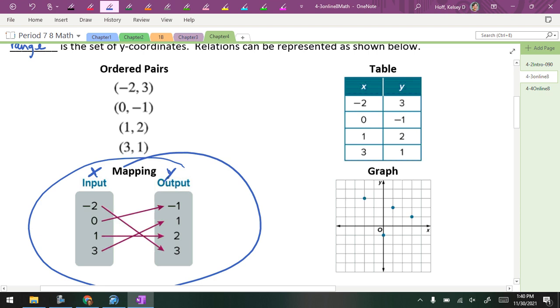Okay, so input, you plug in for x, and you calculate for y. How you create a mapping is you list all of your x values least to greatest, all of your y values least to greatest, and you use arrows to show which ones match up. So negative 2x connects to 3y. The point is negative 2, 3. 0x connects to negative 1y. 0, negative 1. So these arrows tell you this x belongs with this y, this x belongs with this y.